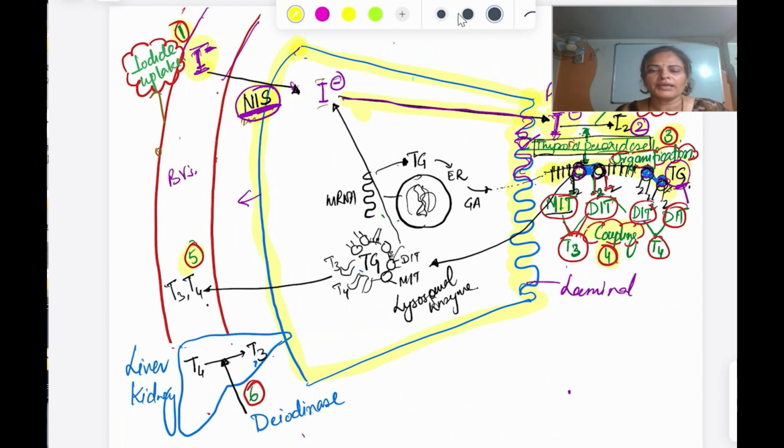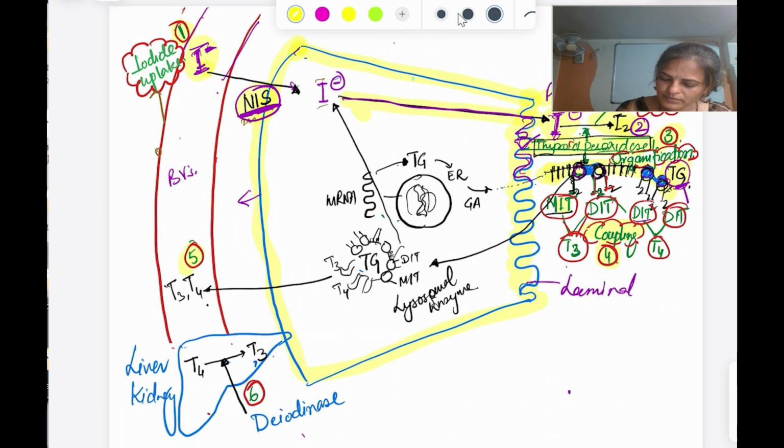So third is coupling, and all these oxidation, organification and coupling need the thyroid peroxidase enzyme, and this whole thing will be there within the lumen as a colloid, pink color colloid. And when the body needs it, whenever there is a TSH stimulation, then what will happen? The release will happen. And how will the release happen?